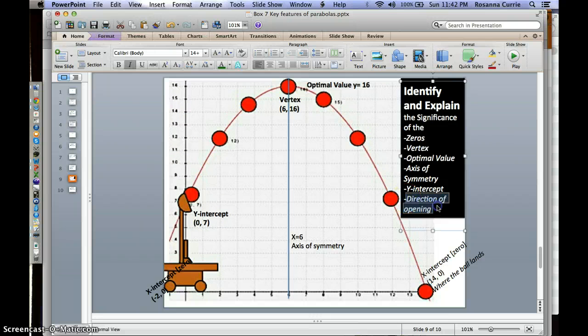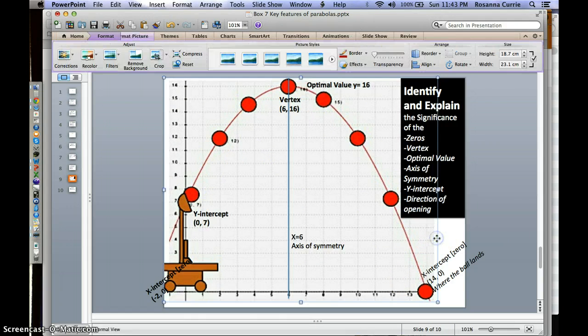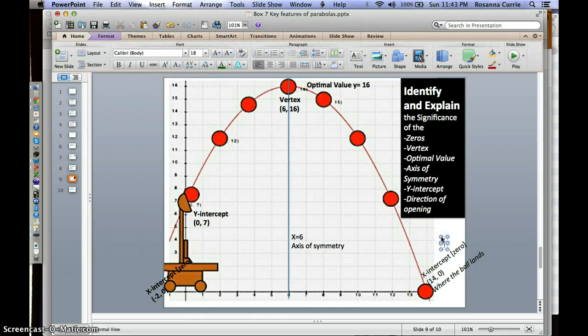Okay, and then the last key feature that we're being asked to describe is the direction of opening. The fancy word for that is concavity. In this case, the parabola is opening downward. In other words, it's a frown. So we would say that it has a negative direction of opening, or that it opens down. I'll just tag that over here. Direction of opening, it opens down.